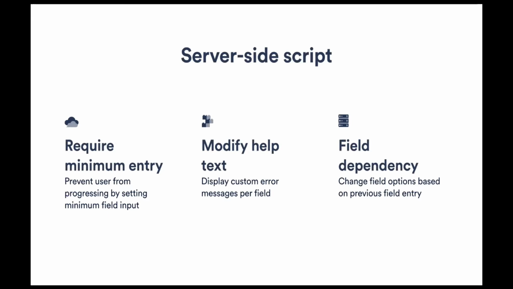Also, you can modify the help text, so you can modify the error messages that come up. If you're preventing a user from proceeding, you can show an error message saying, please enter information X in field X before you can press continue. You can also set field dependency in the server-side script, and this plays well with the whole condition and initializer concepts. For example, if a user has selected a particular item from the field above, then in the field below, change the options to suit. You'll see an example shortly.